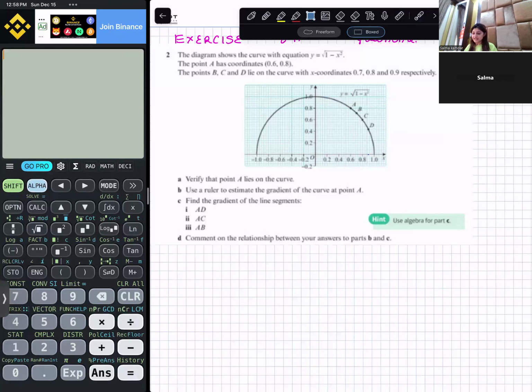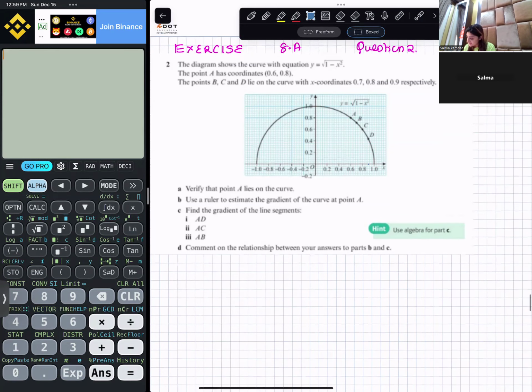We're doing exercise 8.8 and this is question 2. 8.8 denotes chapter 8, differentiation, of Year 1 Edexcel derivatives. Our question is we have a diagram that shows the curve. This is our curve with the equation y is equal to 1 minus x squared.